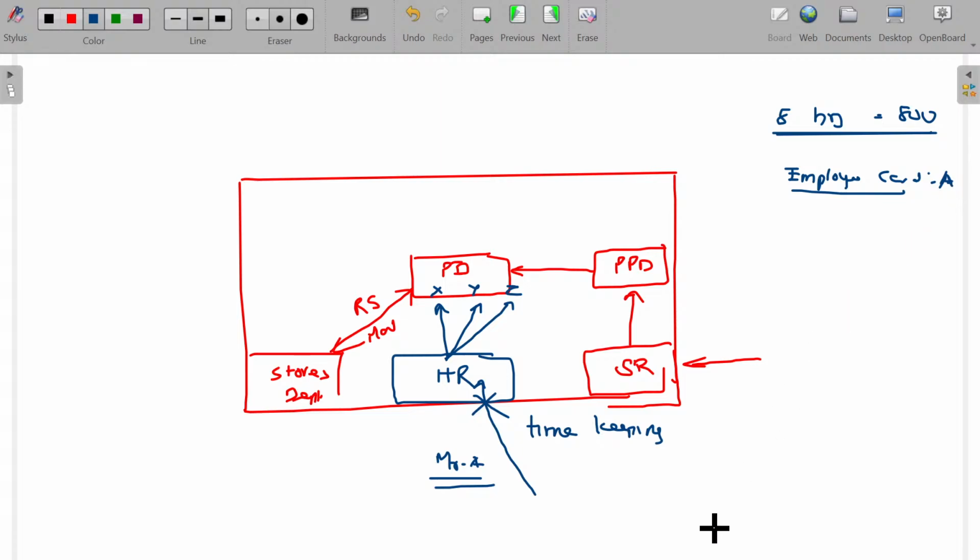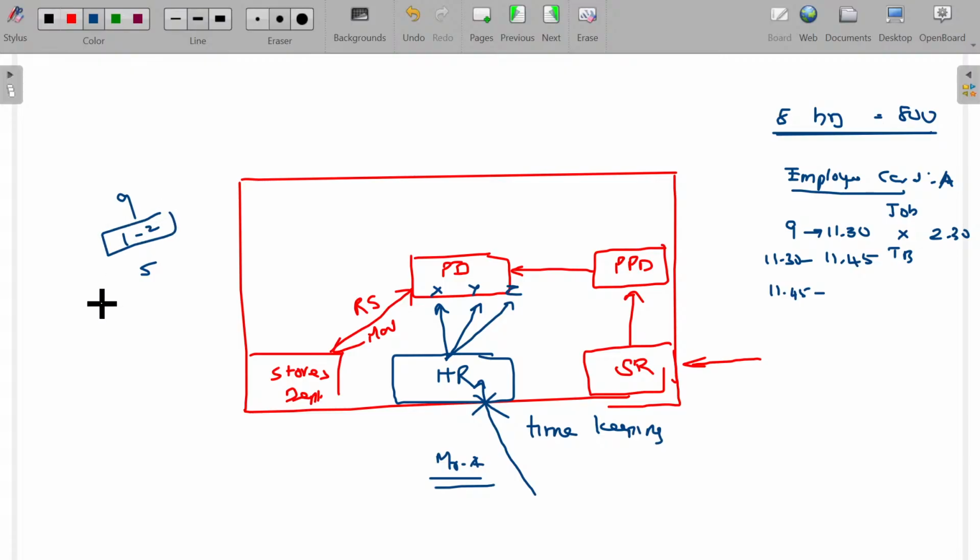So, the HR head will direct him to go for job X. From 9 o'clock in the morning up to 11:30, he worked for job X. How many hours? 2.5 hours. Then from 11:30 to 11:45, tea break. Probably 8 hours means 9 to 5, with 1 to 2 being the lunch break. That's how the day is fixed.